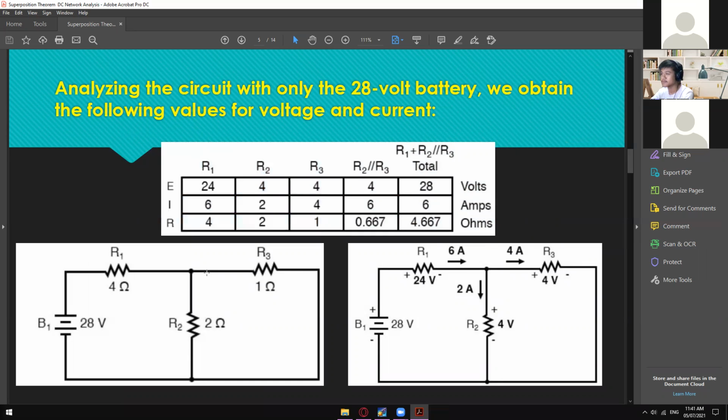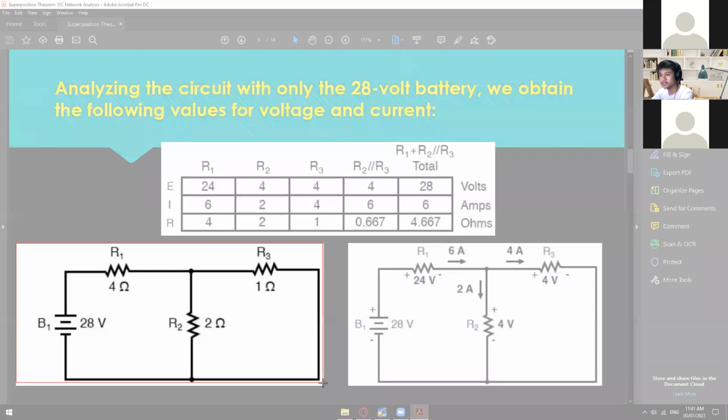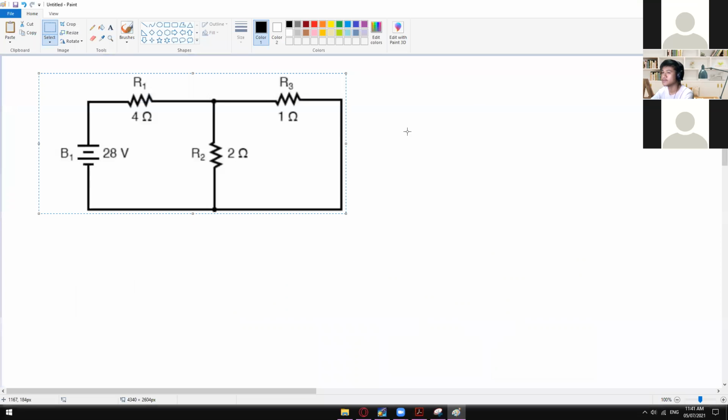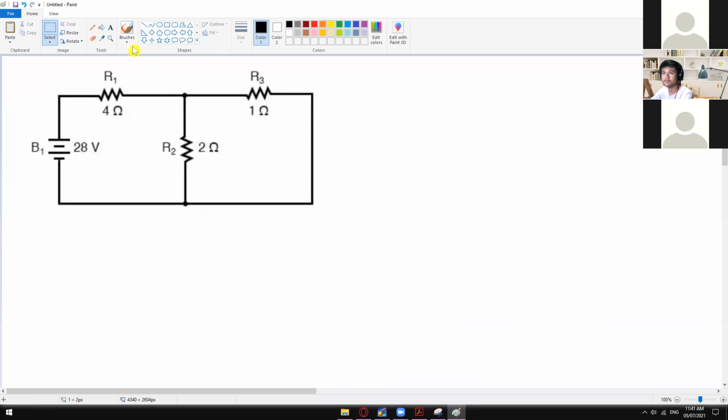Because the solution was not shown in here. It's the answer right away. So again, let's do this one using the paint.